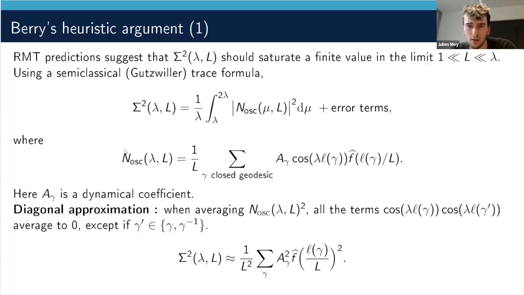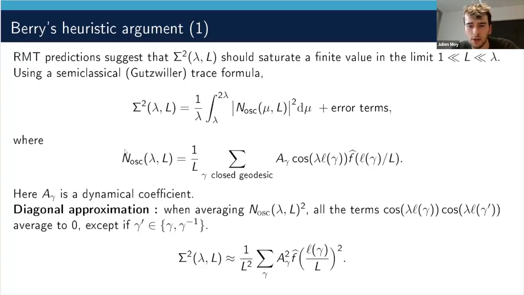If you do this and just keep these pairs, you take the square from the average, the cosines average to 0, or 1/2 when you take the square, and you are left with this sum over closed geodesics. And already you can notice that it is independent of lambda. So this step was highly non-rigorous.